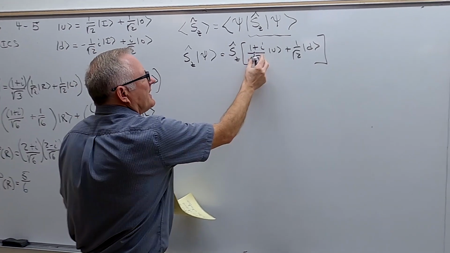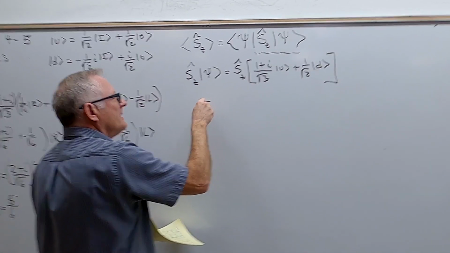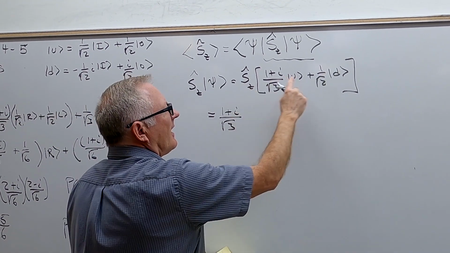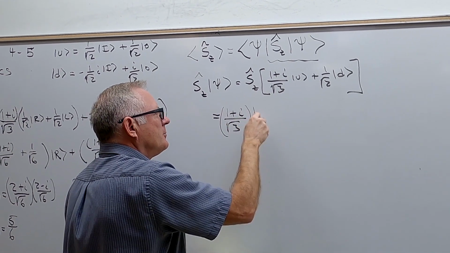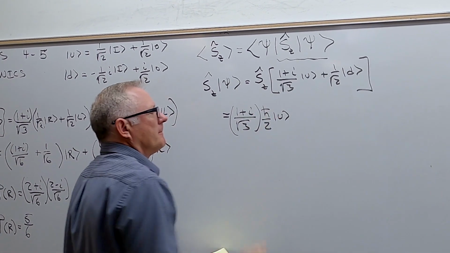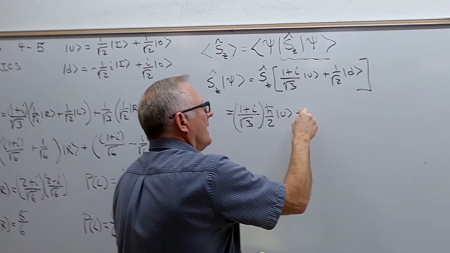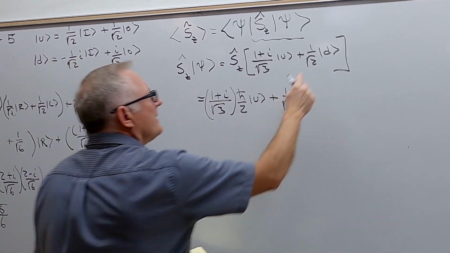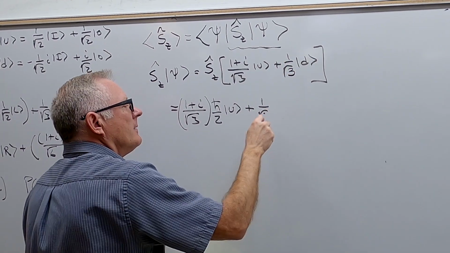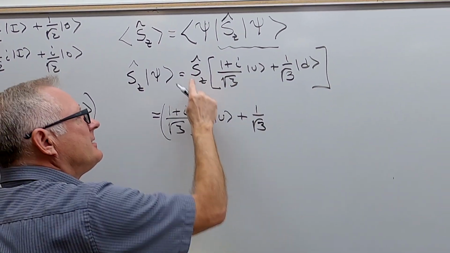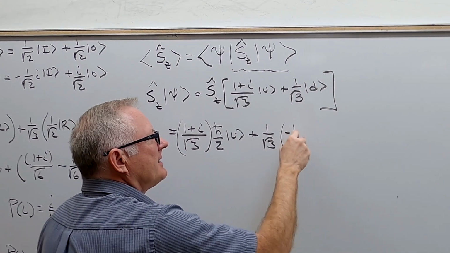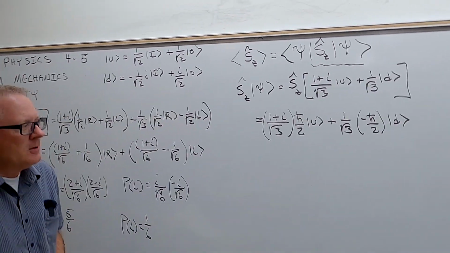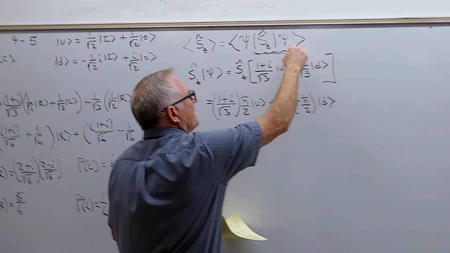Okay, so when I operate, this can all be brought out in front. So this is 1 plus i over the square root of 3. Now S sub Z on up, we just said, gives me h bar over 2, back on my up again, plus 1 over the square root of 3. S sub Z on down is minus h bar over 2, back on my down again. Okay, so we did this much of it right there.